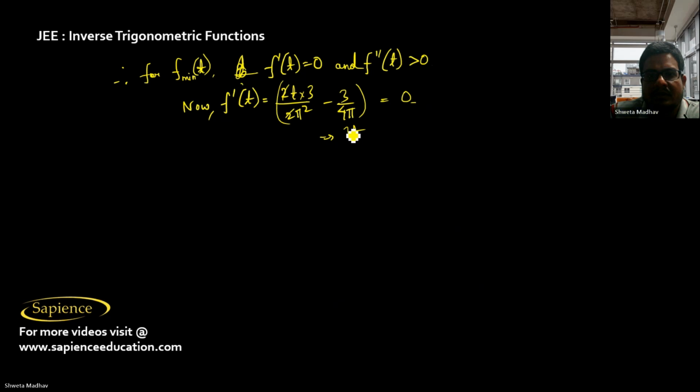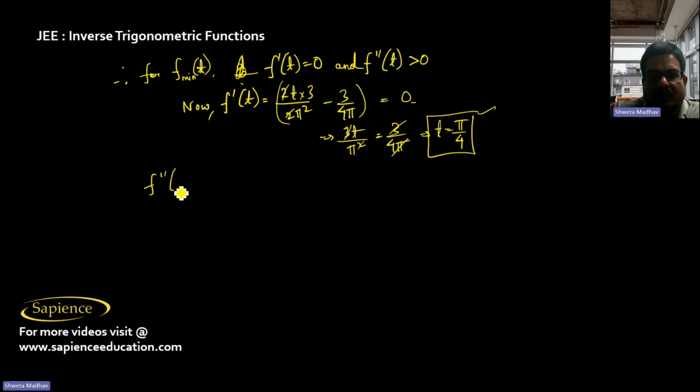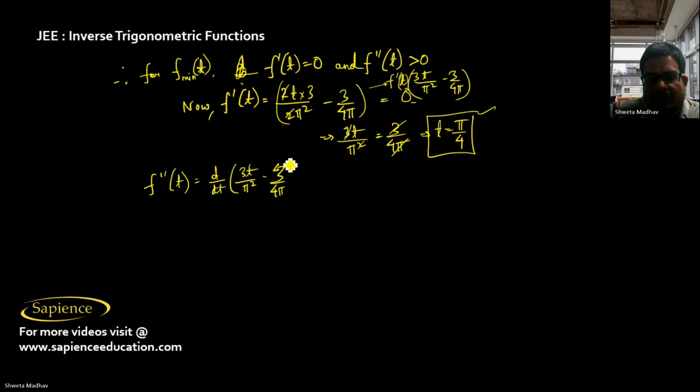So I can say that 3t by pi square should be equal to 3 by 4 pi. So 3 and 3 will cancel, pi and pi will cancel. So t should be equal to pi by 4. Now f double dash t. So f dash t is 3t by pi square minus 3 by 4 pi. Therefore f double dash t will be d by dt of this, which is 3 by pi square. So it is always greater than 0. So the minimum value of f will come at pi by 4.